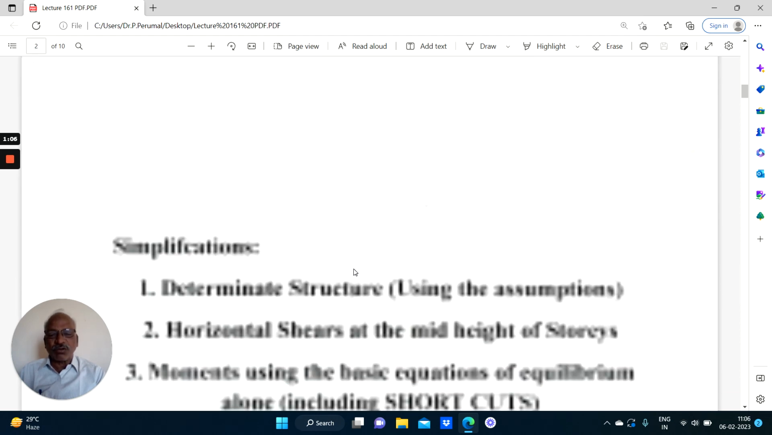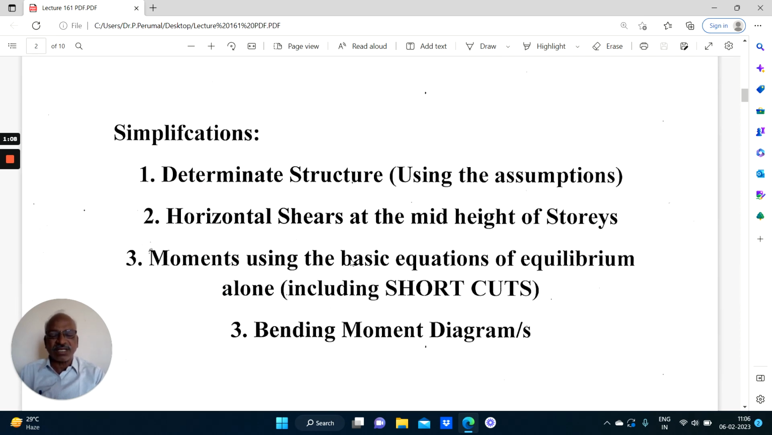Actually, when you look at the calculations in any book, you will find the problem is complicated, involving a lot of calculations, a lot of figures, etc. It is not at all. First of all, I simplify the problem. Right. Now, the structure may be statically indeterminate.